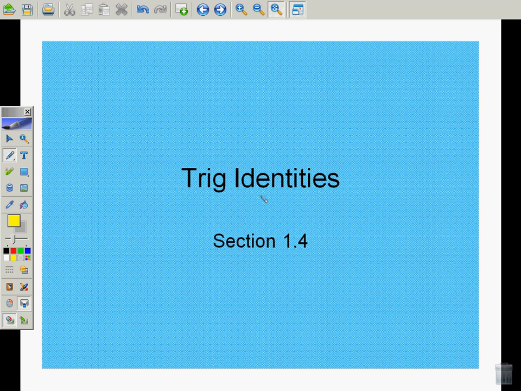Okay, we're going to talk about trig identities. And this is going to be a basic little crash course about some of the manipulations that we can do with trig identities. And so we're going to go through this. I'm going to divide it into two parts. So the first part is going to be the basics. A little bit of recollection.